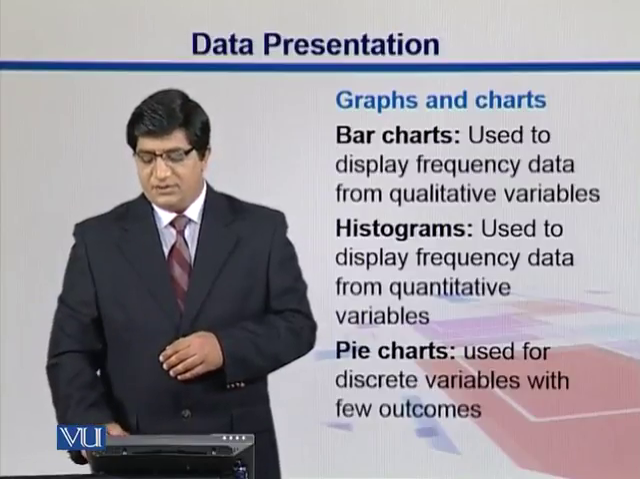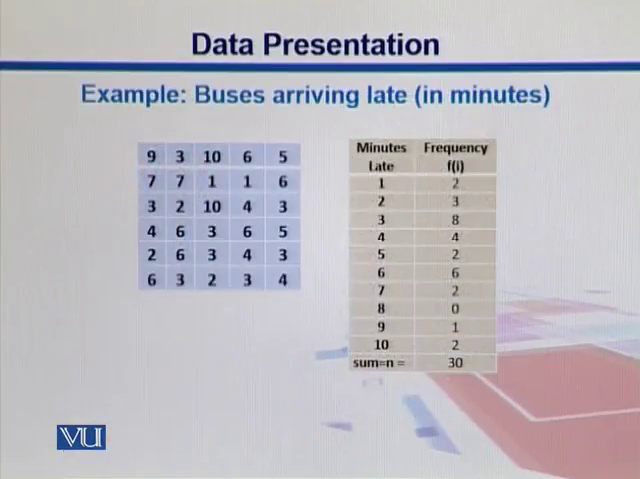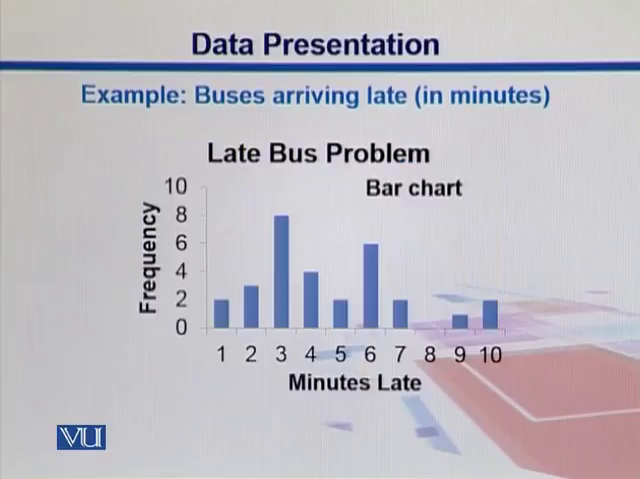So let's see how they look. We go with the buses example, which we are taking in this lecture. Buses are late by some minutes, and we can have their frequencies. We can count how many buses are late by 1 minute, and so on up to 10 minutes, and build the frequency table. In total there are 30 numbers in this data set, and these are their frequency tables. So let's plot them.